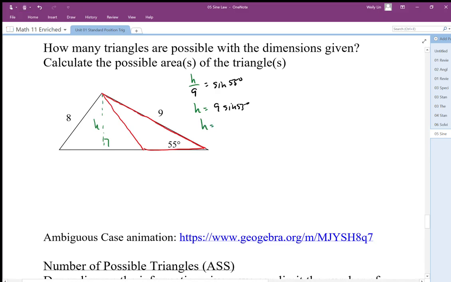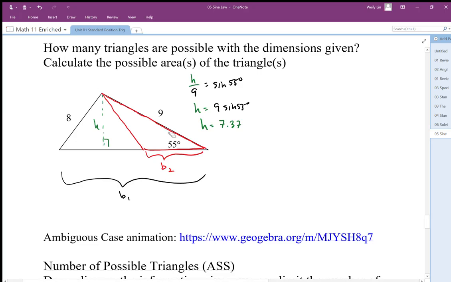H is equal to 9 times sine 55. We get 7.37. It's important for the area of the triangle that we find the height of the triangle. We also need the length of the base. So I need to find out the length of this base here, which I'm going to call B2, and the length of the bigger base here, which I'm going to call B1.